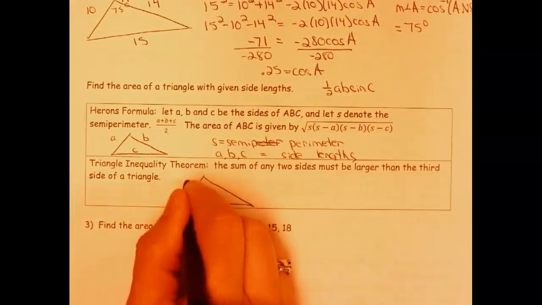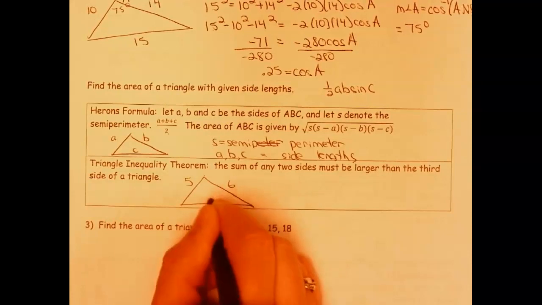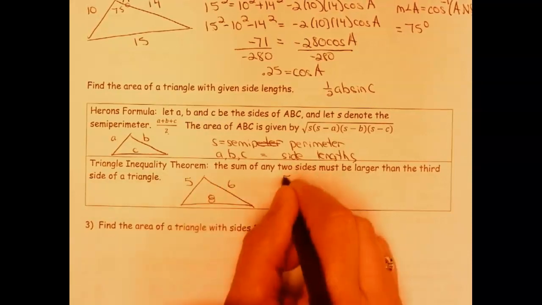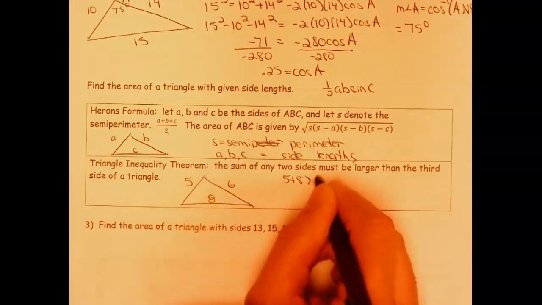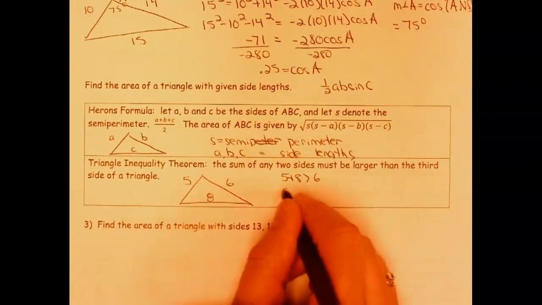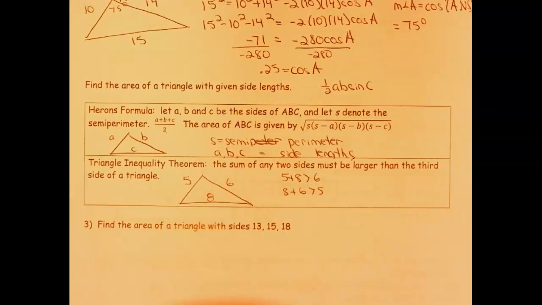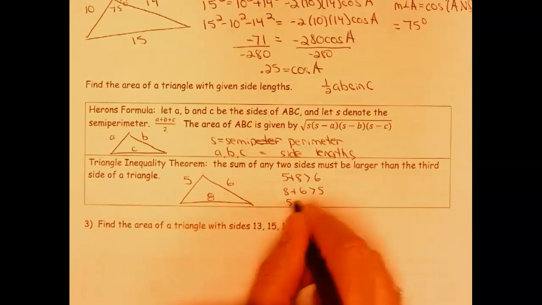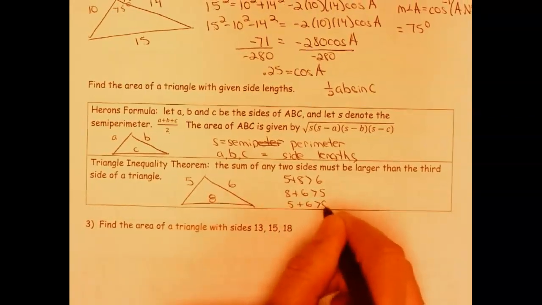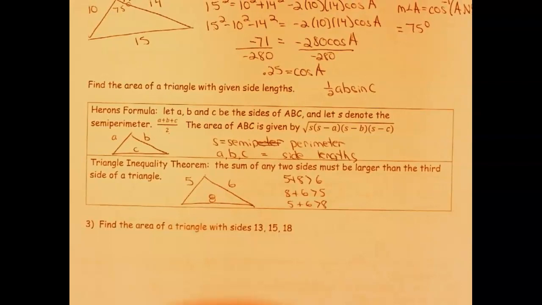So let me give you an example. If we had 5, 6, and this was 8, I have to check that 5 plus 8 is greater than 6. It is. I'd have to check that 8 plus 6 is greater than 5. It is. And then finally I'd have to check that 5 plus 6 is greater than 8, and it is. The quickest way to check this is really add the two smaller and make sure it's larger than the third side.